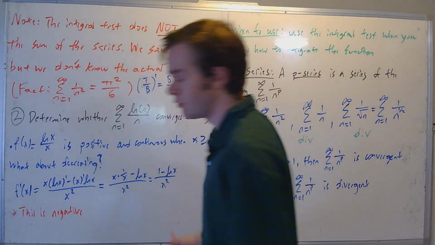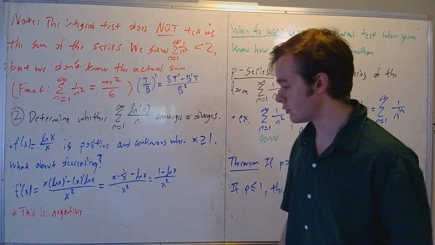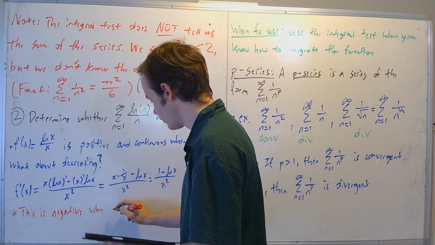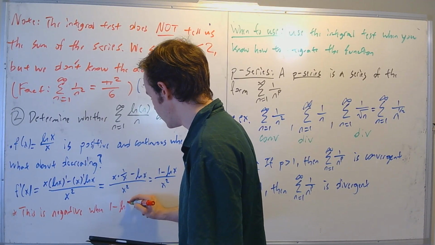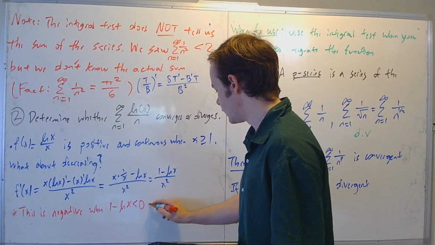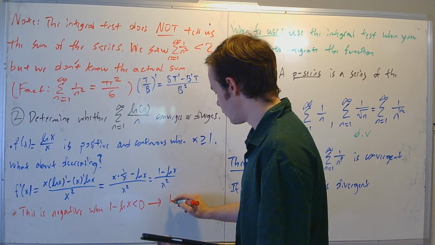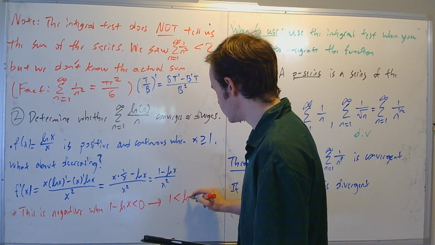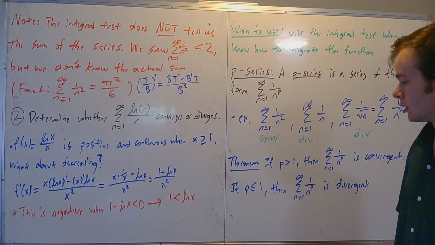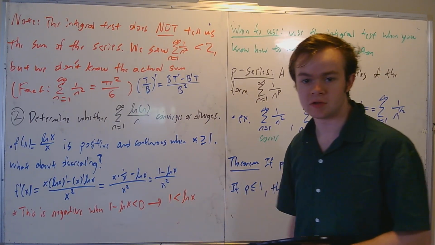Well, we can ask when our fraction is negative. The denominator is never negative. So it's negative when the numerator, 1 minus natural log of x, is actually negative. But that means that 1 is less than the natural log of x. And we have to look at when that's true. Well, when do you get natural log of x equal to 1?